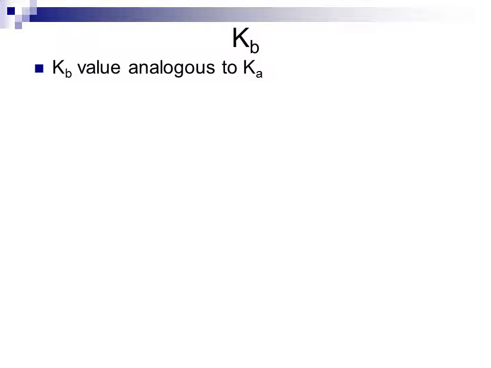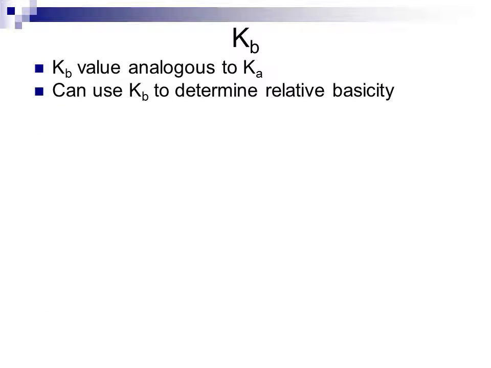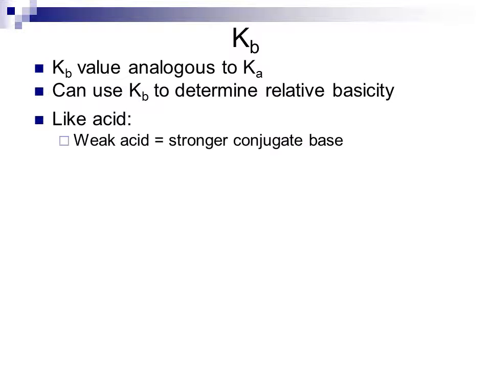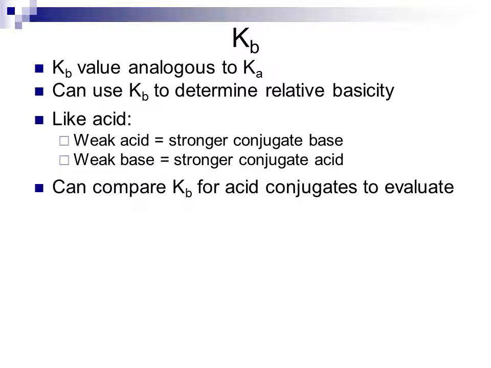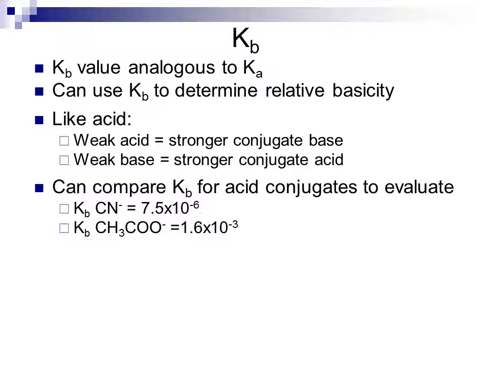Now, Kb is analogous to Ka. We can use Kb to determine relative basicity the same way we use Ka to determine relative acidity. So just like an acid, a weak acid has a stronger conjugate base. A weak base will have a stronger conjugate acid. We can compare Kb for acid conjugates to evaluate their relative acidity. Something like CN minus has a Kb of 7.5 times 10 to the minus 6. Acetic acid, with acetate as its conjugate base, has 1.6 times 10 to the minus 3 as a Kb. This is a much bigger value than 7.5 times 10 to the minus 6, which means acetate is more basic than cyanide. This makes sense since acetic acid is a weaker acid than cyanic acid is.